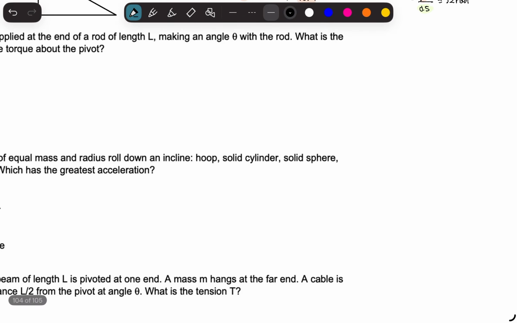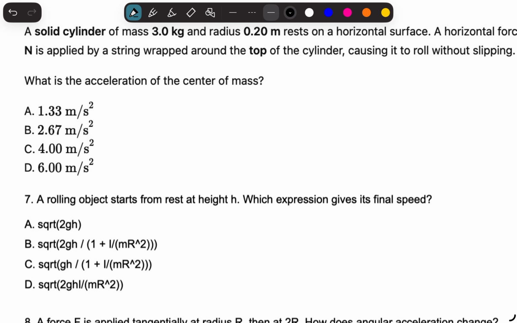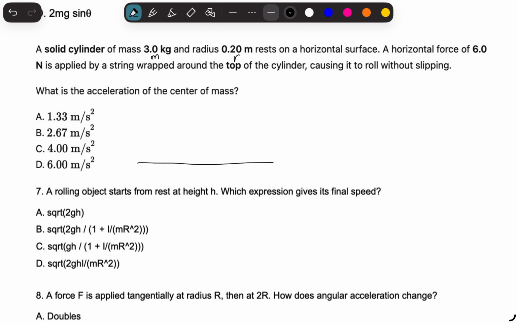So now let's do another problem. A solid cylinder of mass 3.0 kilograms and radius 0.2 meters rests on a horizontal surface. A horizontal force of 6.0 newtons is applied by a string that is wrapped around the top of the cylinder, causing it to roll without slipping on the top. We have to find the acceleration of the center of mass.